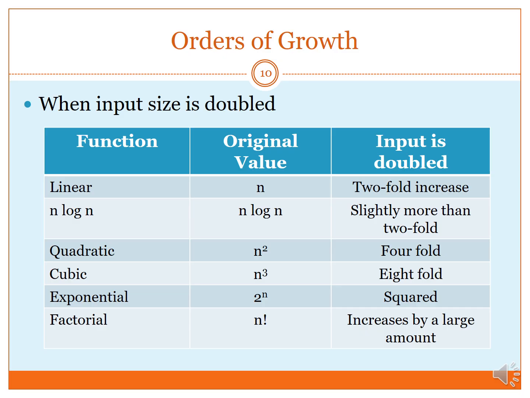This table shows what happens when the input size doubles. For a linear algorithm, execution time doubles. For a big O of n log n algorithm, it increases slightly more than double. A quadratic algorithm becomes 4 times slower. A cubic algorithm becomes 8 times slower. And an exponential algorithm becomes dramatically slower. This comparison clearly shows why efficient algorithms are important.